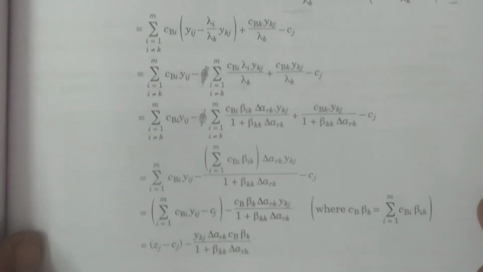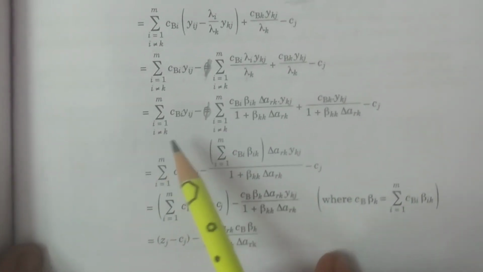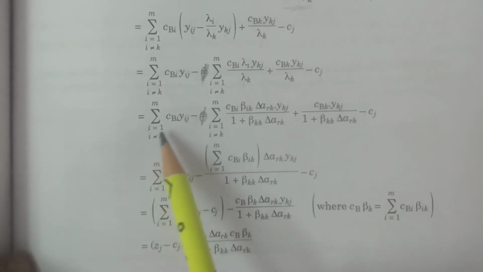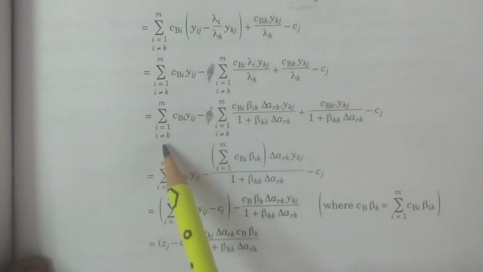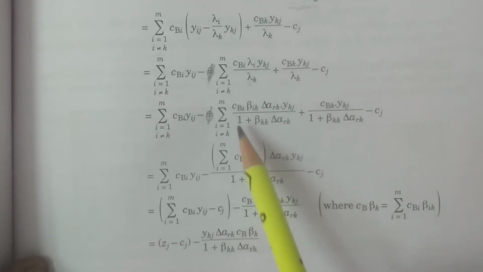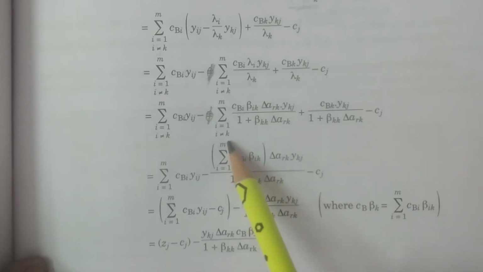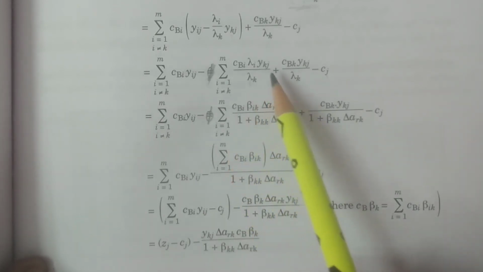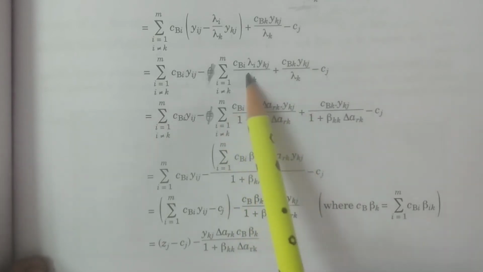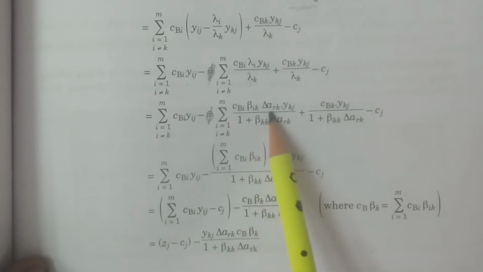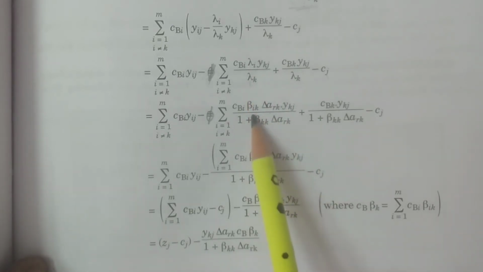If you go to the next step, then it will be summation i equal to 1 to m, cbi yij, i not equal to k here, and summation i equal to 1 to m, i not equal to k, cbi lambda i. Lambda i is nothing but beta ik delta rk. That is lambda i.